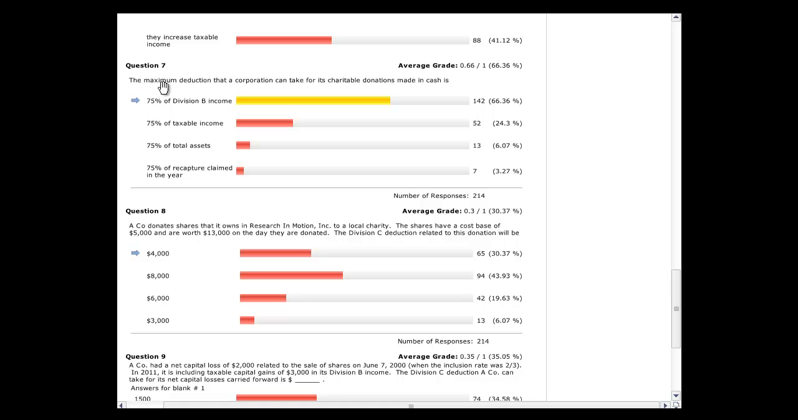Number eight, the amount that you're about to deduct is 13 economic value minus 5, which is cost basis, so 8 times a half. So basically, the amount that you would include in income is the amount that you're going to deduct.